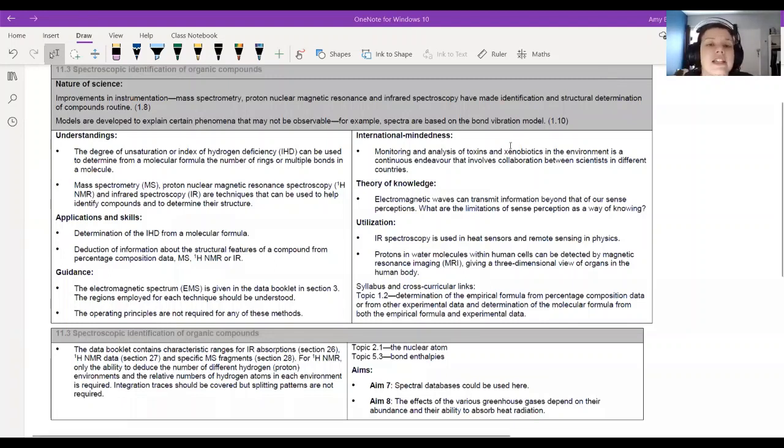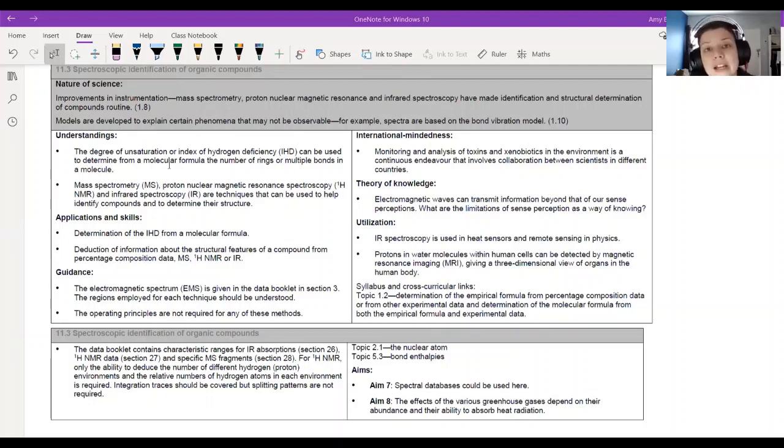Okay, so here is the excerpt directly from the study guide. We're going to talk about IHD, the index of hydrogen deficiency, and then we're going to move straight into mass, proton NMR, and IR spectroscopy. There are lots of practice questions of this that I have put online for my classes. Again, that is something you need to talk to your teacher about to get access.